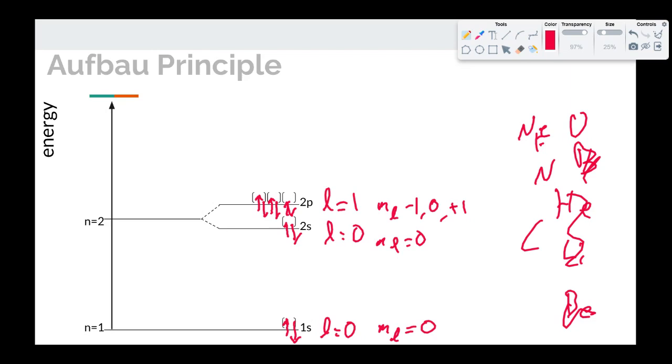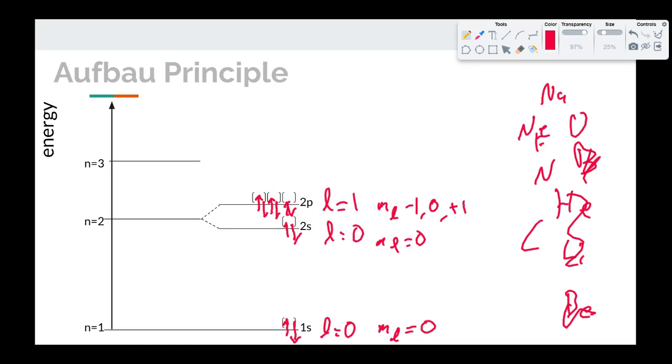So if we start the next row, which is going to be sodium, Na, we have to have room for 11 electrons. So we need more shells. So now we move up to n equals 3. If n equals 3, L can be 1 or 0 or 2. So that means there's 3 subshells.